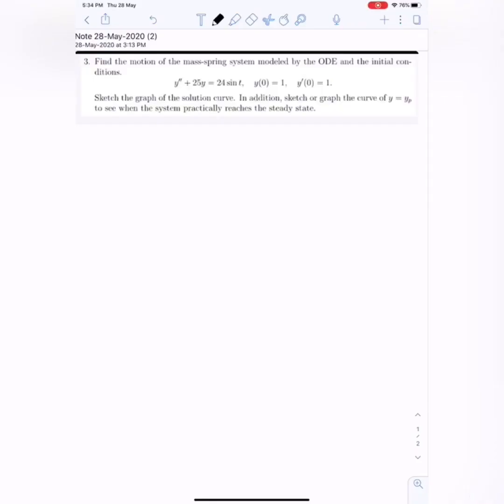In this video we'll be solving question 3 of 6 required for MAT104 Endsem. In this question we have been given an ODE which is depicting a mass spring system. It's given by the ODE y double dash plus 25y equals 24 sin t, and we are given two initial conditions. We have to graph the solution curve, and in addition graph the curve of y equals yp, and then we have to see when the system practically reaches a steady state.